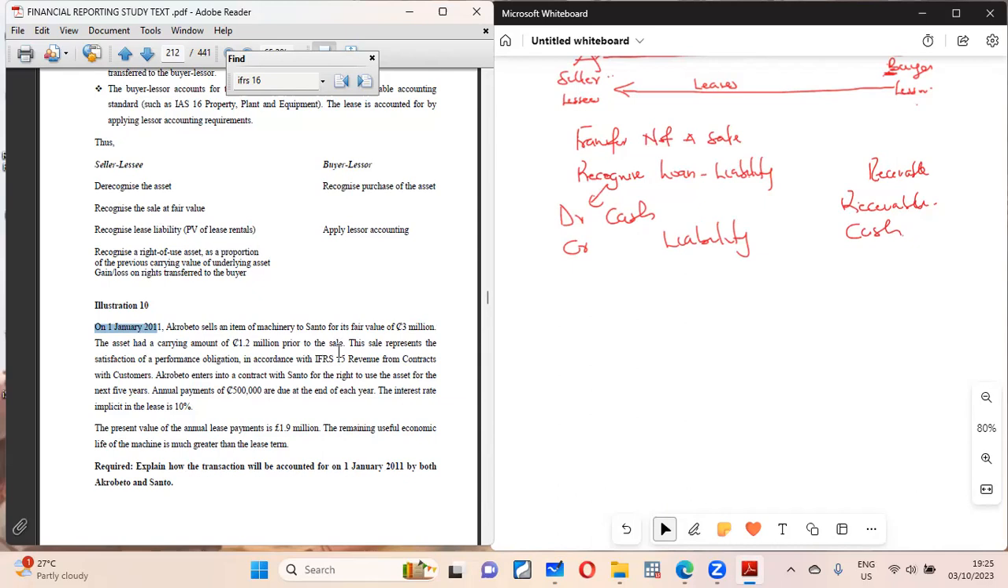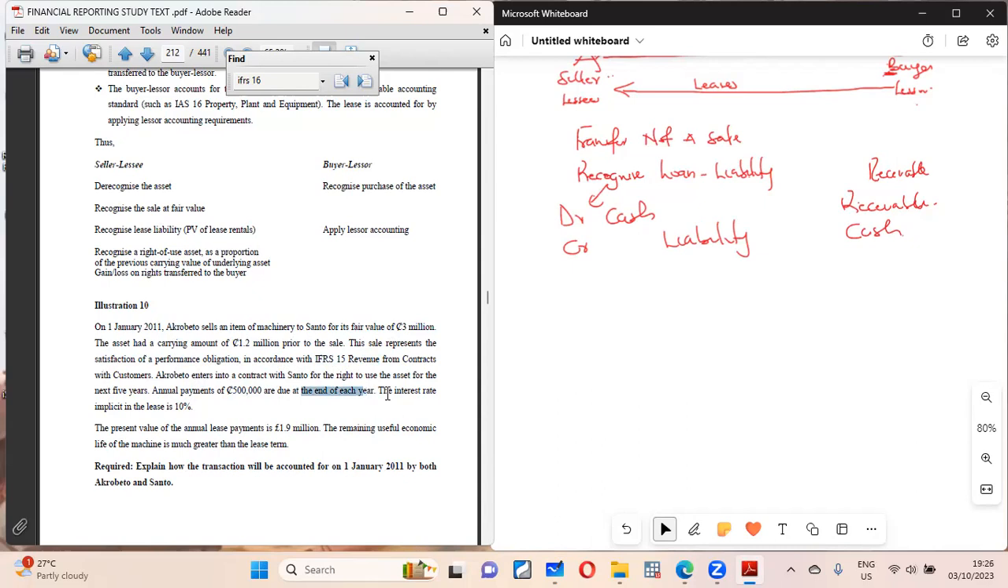All right. So now it says Acrobeto sells an item of machinery to Santo at its fair value, 3 million. The asset had a carrying value of 1.2 million prior to sale. The sale represents the satisfaction of a performance obligation, which means that he has sold it in accordance with IFRS 15. Now, Acrobeto enters into a contract with Santo for the right of use of the asset for the next 5 years. Annual payment is 500,000, due at the end of each year. The rate is 10%.